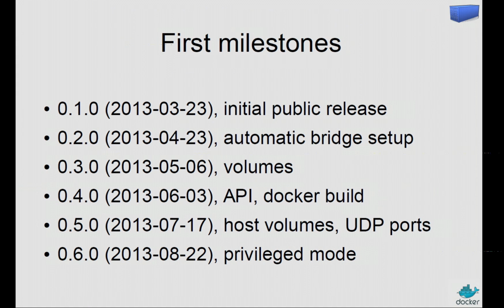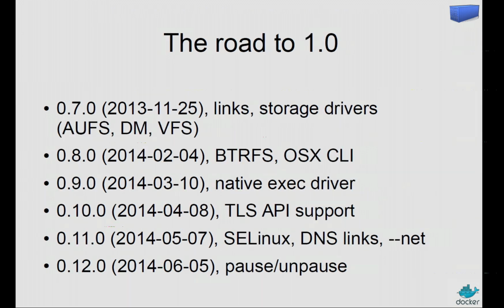Then a very important milestone was 0.7, when we added storage drivers, which sounds like just some technical details. But actually that was very important because that allowed us to switch AUFS for other storage mechanisms, which means that starting from Docker 0.7, so almost the 1-year anniversary of that release, people running CentOS or Fedora or Gentoo, in other words, something other than Ubuntu or Debian, were also able to run Docker. That was a big deal. Then we added BetterFS, and support for OS X to run the CLI from OS X.